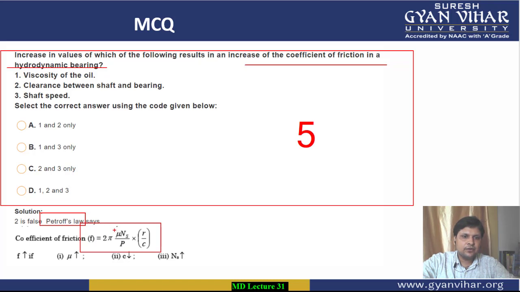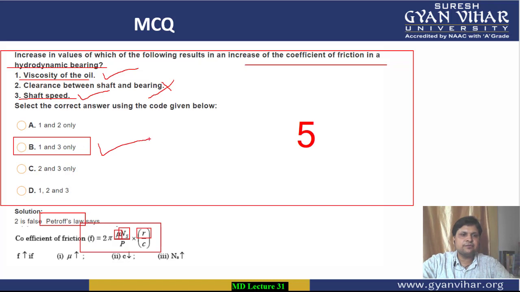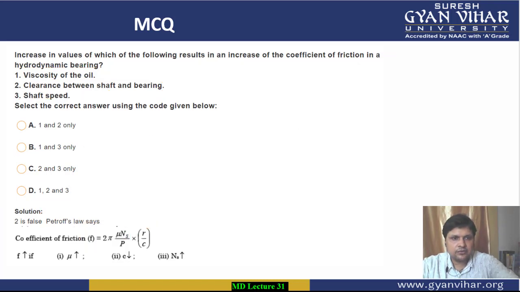If you increase the value of mu, your friction will increase; the value of revolutions per second, your friction will increase; the value of R, your friction will increase. So in the options, viscosity, yes. Clearance between shaft, no. Shaft speed, yes. So 1 and 3 are correct. In the options, B is the option giving you 1 and 3 combined. So B is the correct solution.